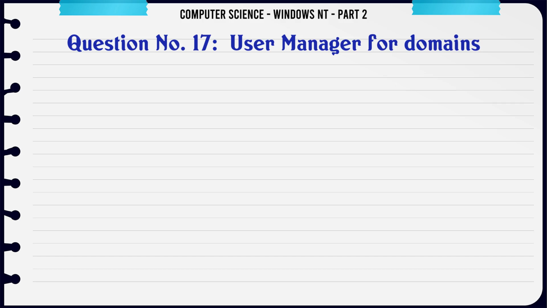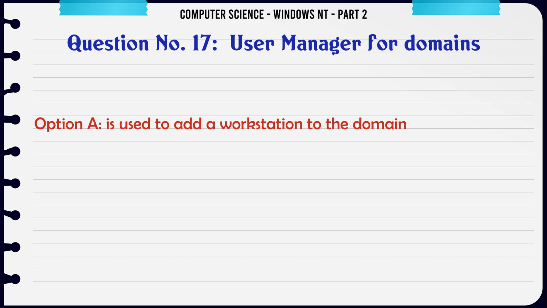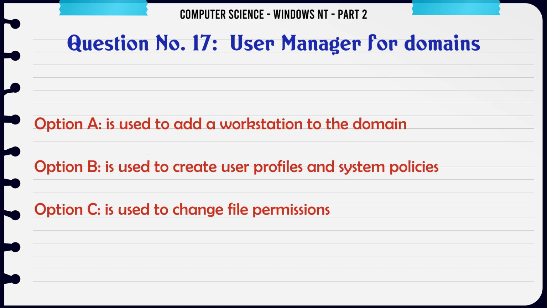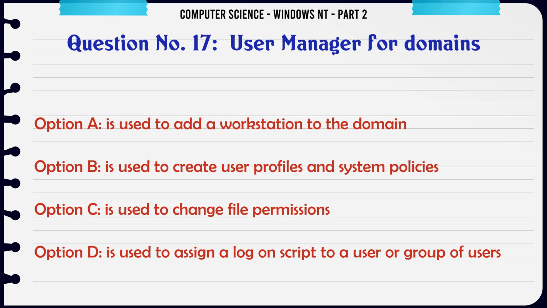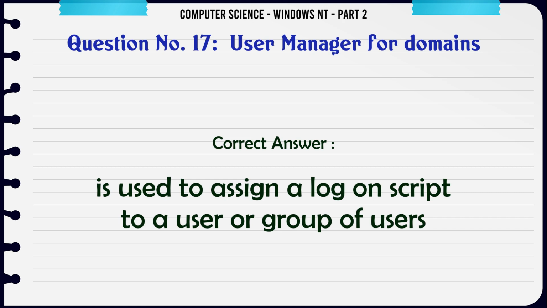User Manager for domains. A is used to add a workstation to the domain. B is used to create user profiles and system policies. C is used to change file permissions. D is used to assign a logon script to a user or group of users. The correct answer is used to assign a logon script to a user or group of users.